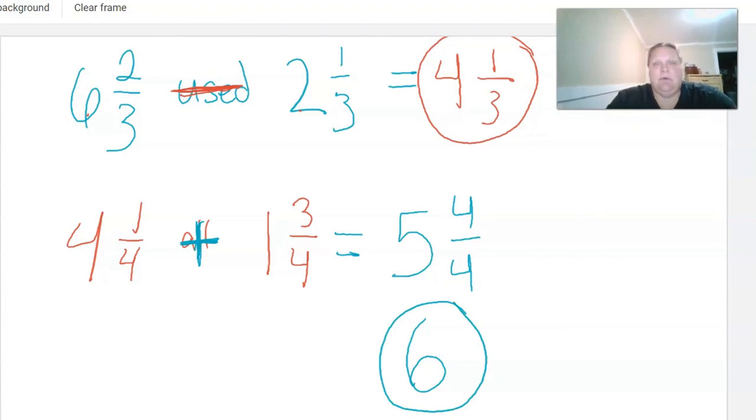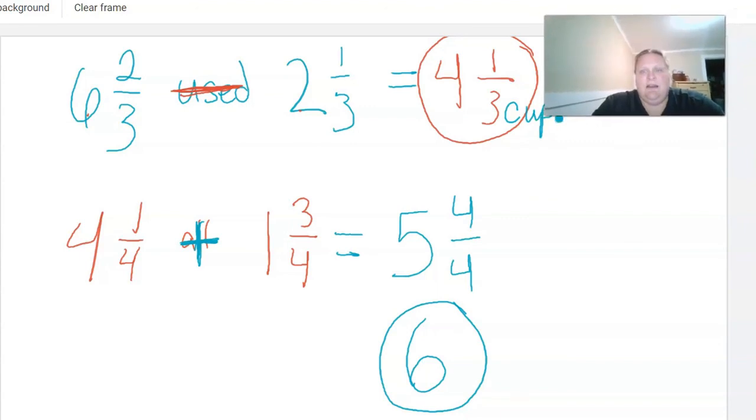I've forgotten something important. Up here, I should have the word cups. And down here, I should have hours. Because that's what we're talking about. We should always label what it is when it's a story problem.